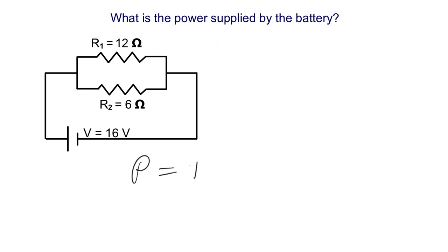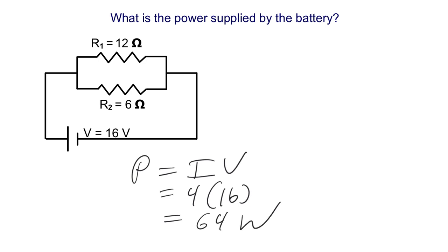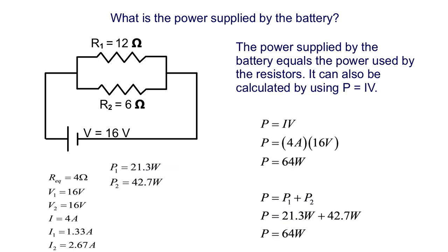Okay, again, P equals IV. The total current was 4. The voltage is 16. So 4 times 16 is 64, I think, watts. So they finally used the simplest equation. Well, I'm assuming there's no resistance in the battery.